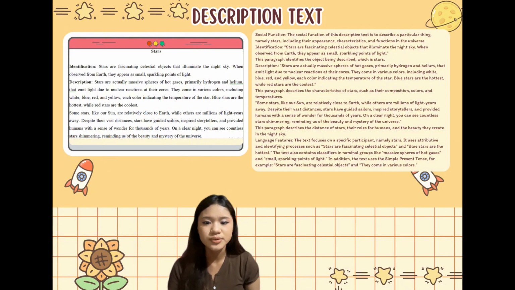The next paragraph says some stars, like our sun, are relatively close to Earth. This paragraph describes the distance of stars, their roles for humans, and the beauty they create in the night sky.